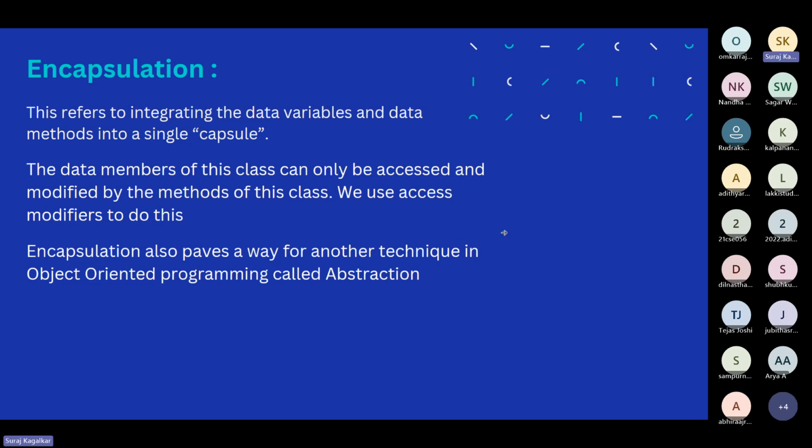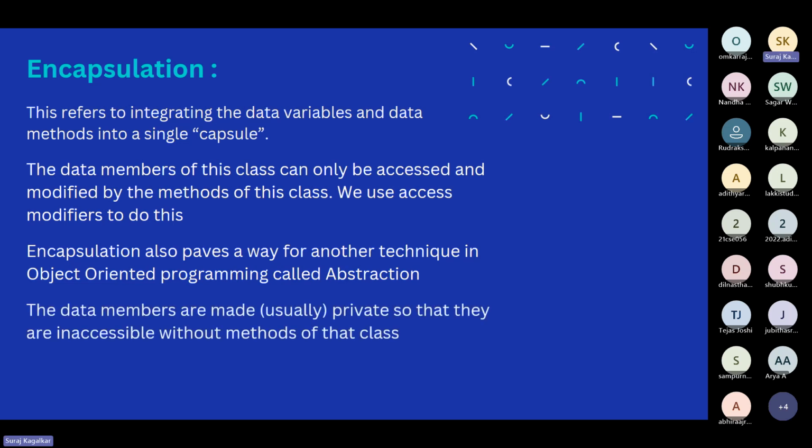Encapsulation also paves a way to another technique in object-oriented programming called abstraction. We will look at that in today's session as well. The data members are usually made private so that they are inaccessible without the methods of that class. Just pay attention to the wording here, encapsulation, and that will indicate what it is all about. You're just enclosing everything that is relevant into a single capsule. That's all it is.